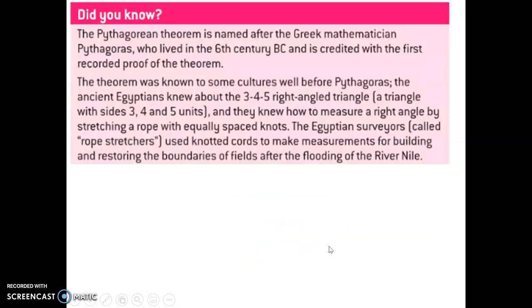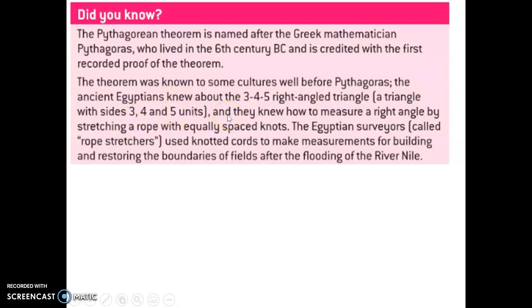All right, let's do a little history here. The Pythagorean theorem is named after the Greek mathematician Pythagoras, who lived in the 6th century BC and is credited with the first recorded proof of the theorem. The theorem was known to some cultures well before Pythagoras. The ancient Egyptians knew about the 3, 4, 5 right-angled triangle. This is a triangle with sides 3, 4, 5, and is called a Pythagorean Triple.